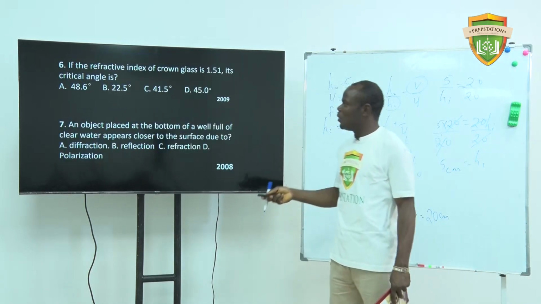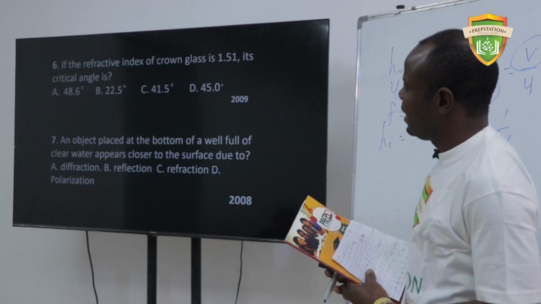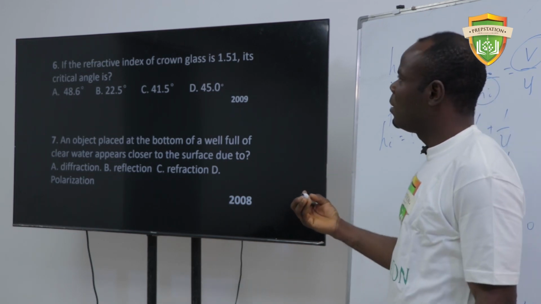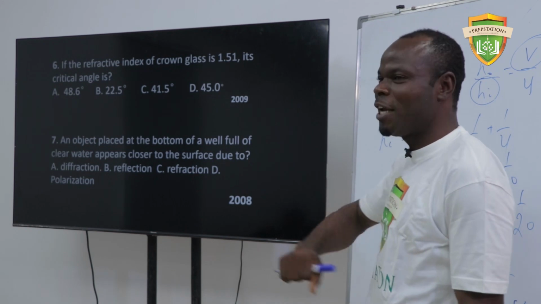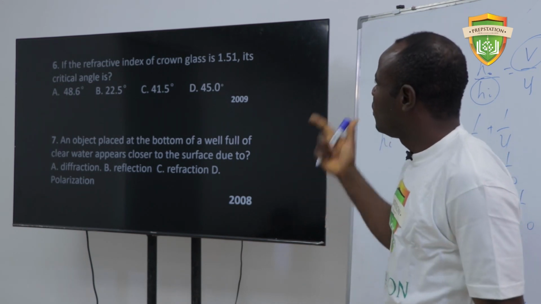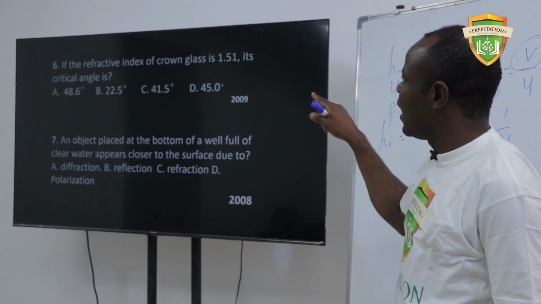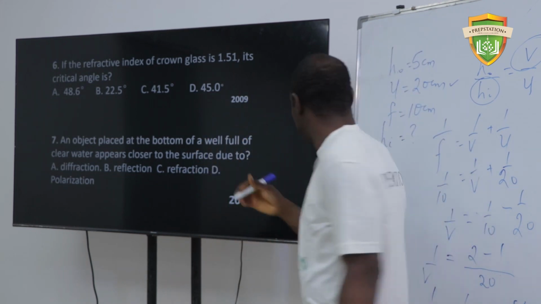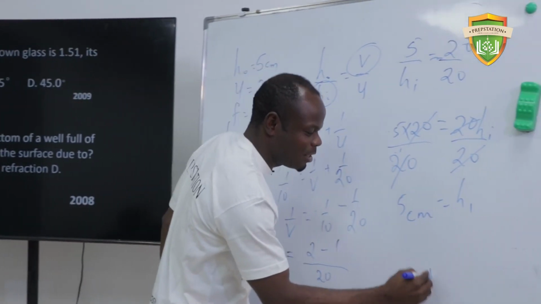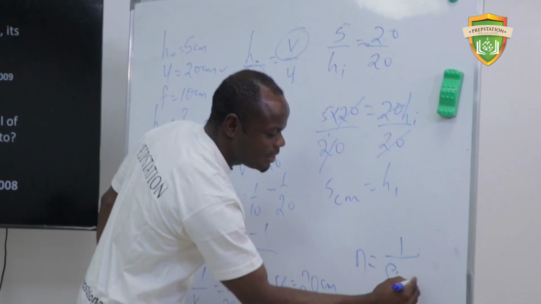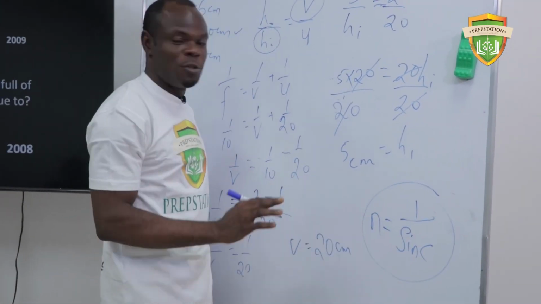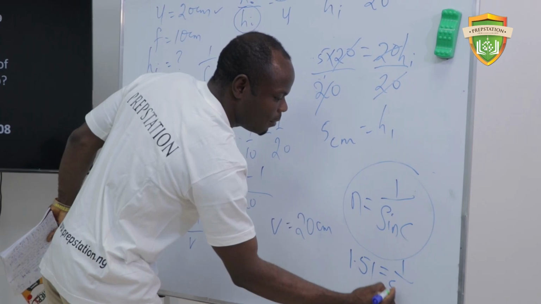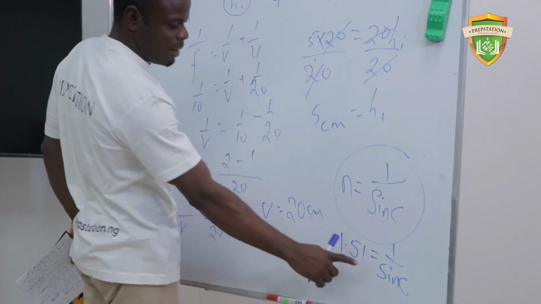So that's it. Next one. We have question 6, and it says, if the refractive index of crown glass is 1.51, what is the critical angle? This question will not take you up to 10 seconds and you are done. We have been given the refractive index as 1.51, and we have to get the critical angle. Have you forgotten that we have a relationship about critical angle in this form? N equal to 1 over sine C. Can you still remember this? Applying this will give you a straightforward answer.